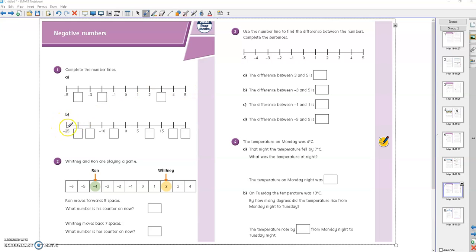Here it's a little bit harder. You're starting at -25. And then it's got different jumps this time. Try and think what the jumps are, and what would go in those boxes.